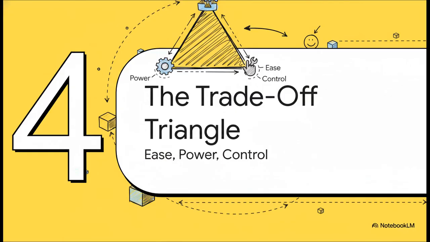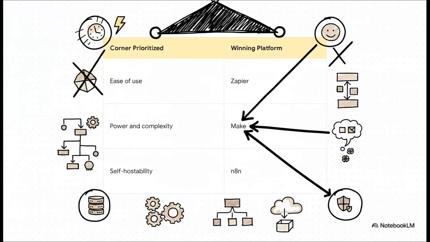Section 4. The Trade-off Triangle. How do we synthesize all of this? Okay, here is the golden rule of automation platforms. You can have any 2 corners of this triangle, but you absolutely cannot have all 3. If you prioritize ease of use and you just need an automation live by lunchtime today, Zapier is your winner. If you need serious power, complex visual branching, and deep loops, but you don't want to code, Make wins. And if you need self-hostability, high-volume cost efficiency, and total architectural control over your AI agents, N8n takes the crown.